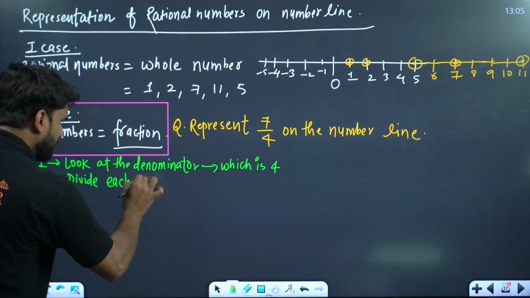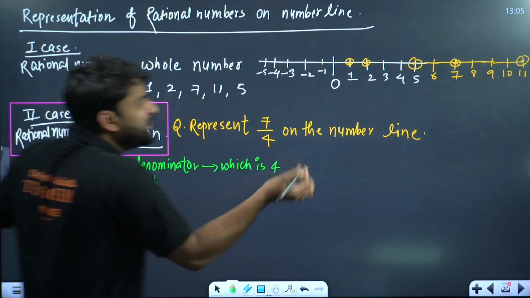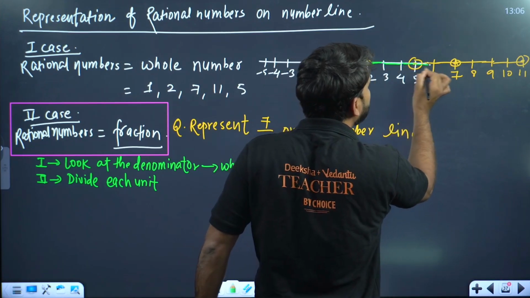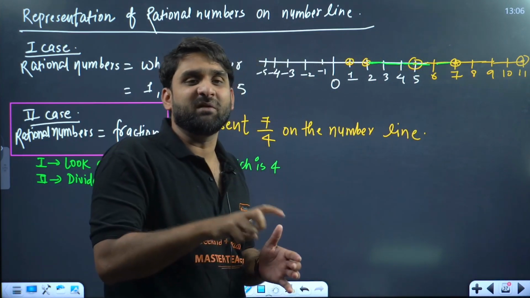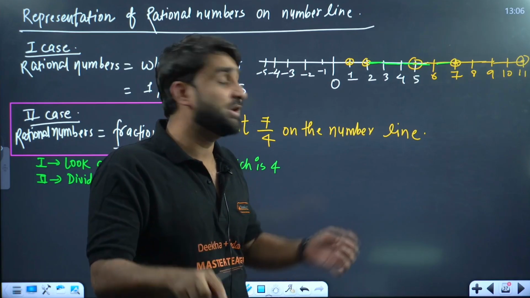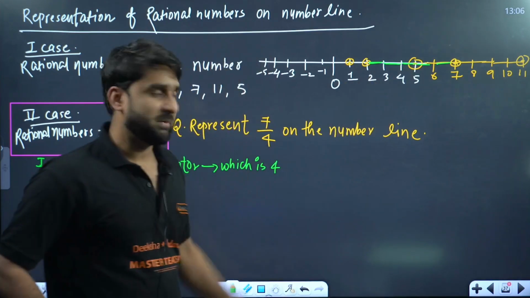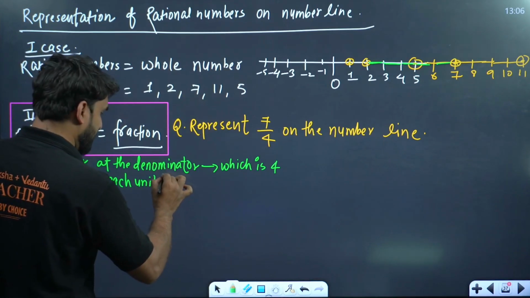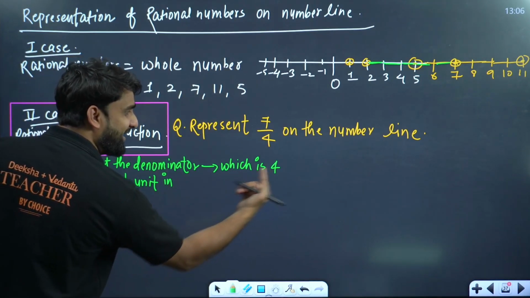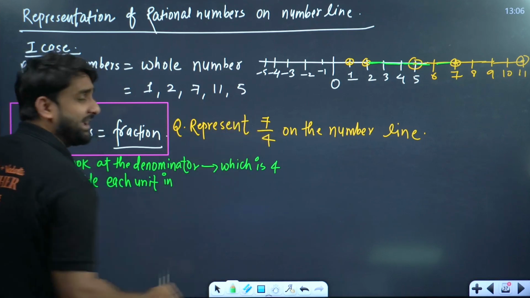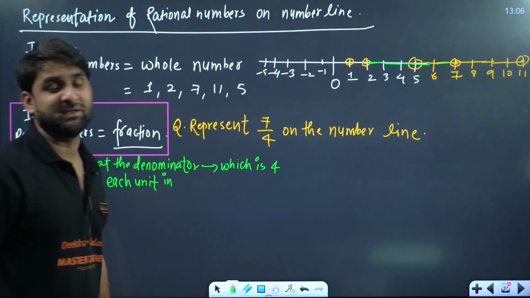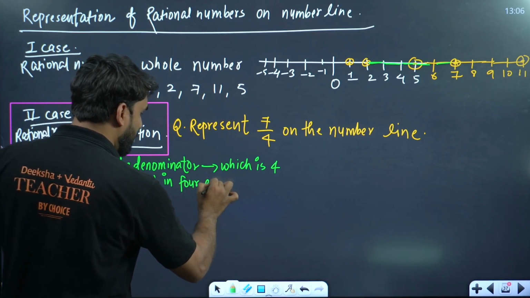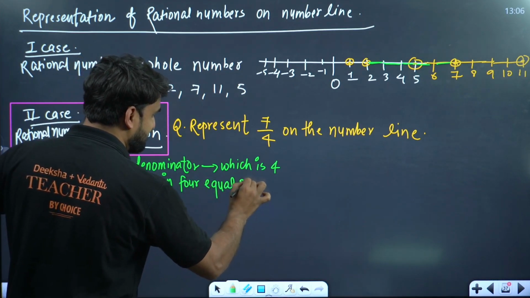each unit. Each unit means what? The gap between each number is called each unit. These are the units: the gap between 6 and 7, the gap between 0 and 1, the gap between 1 and 2, the gap between 2 and 3. This is called each unit, because the gap is 1 unit, 1 unit, 1 unit. So divide each unit into how many parts? The denominator decides how many parts there will be in each unit. So divide each unit into how many parts, champions? 4 equal parts. Yes, my dear champion.